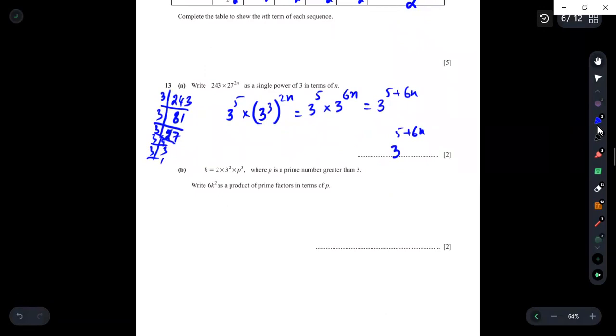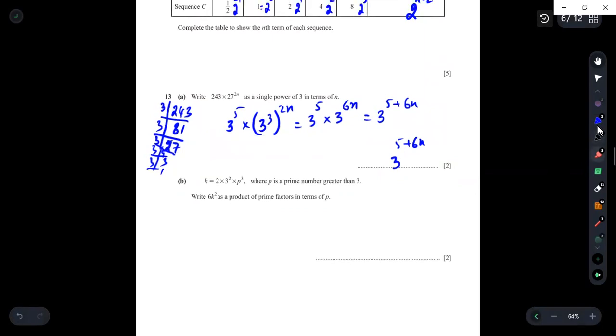Then k is equal to 2 times 3 squared times p cubed, where p is a prime number greater than 3. Write 6k squared as a product of prime factors in terms of p. So we are given that k is this. We have to write 6k squared as a product of prime factors in terms of p. So we know that k is this. 6k squared, that means we have to multiply k by k to make it k squared and then multiply by 6.